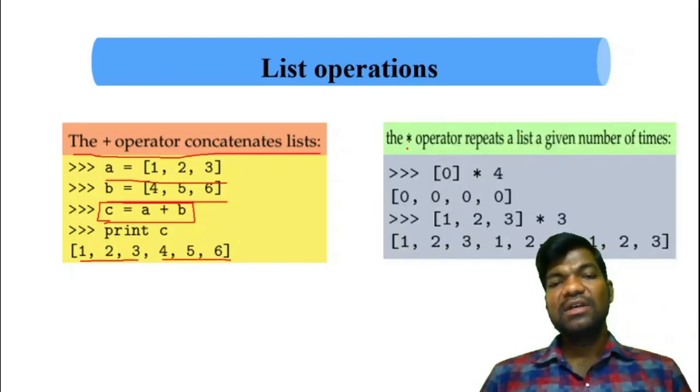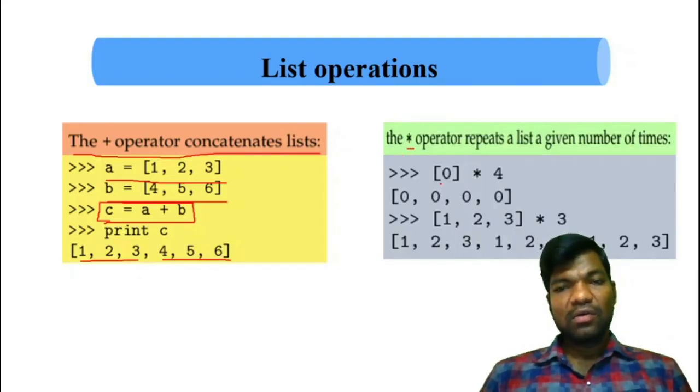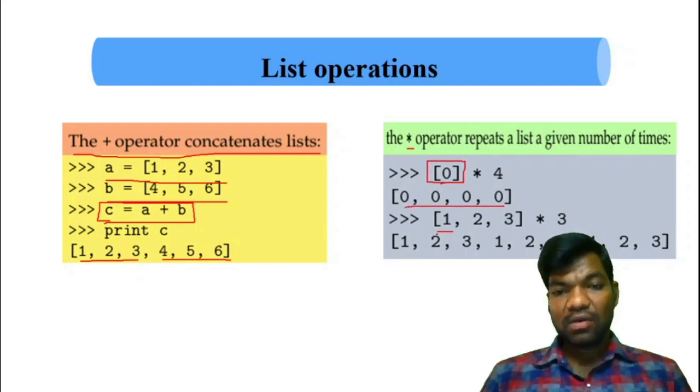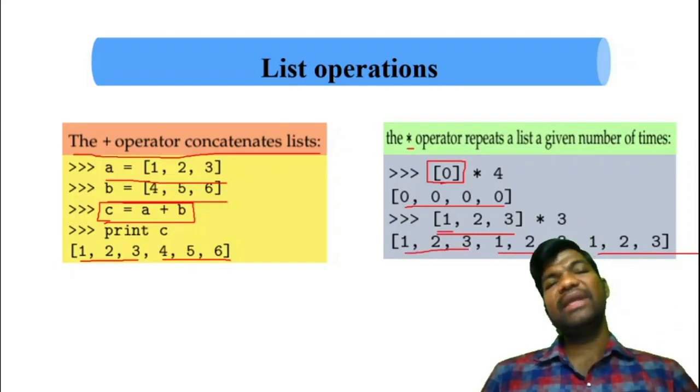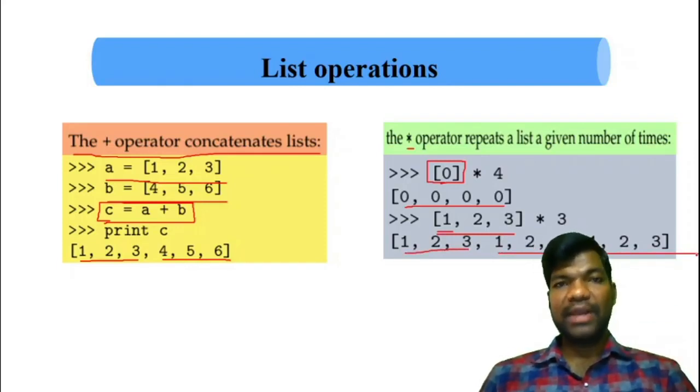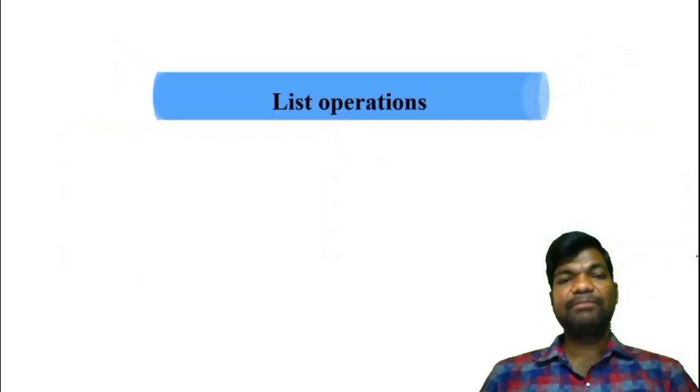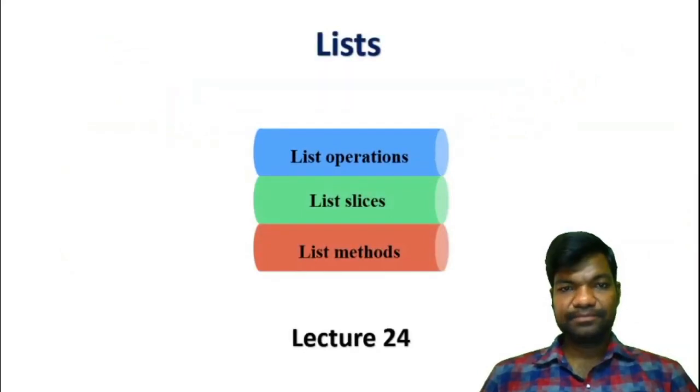Similarly, we can use the star operator. Check this example: list 0 star 4 means it will repeat the element 4 times. Here also, 1 2 3 star 3 means 1 2 3 1 2 3 1 2 3, it will repeat 3 times. So this is the repeating operator star. That's the concept of list operations.